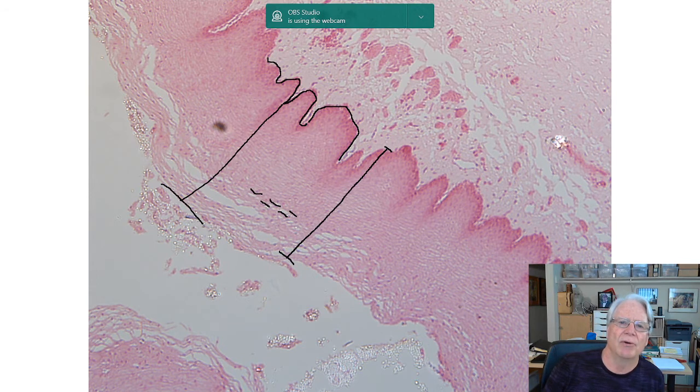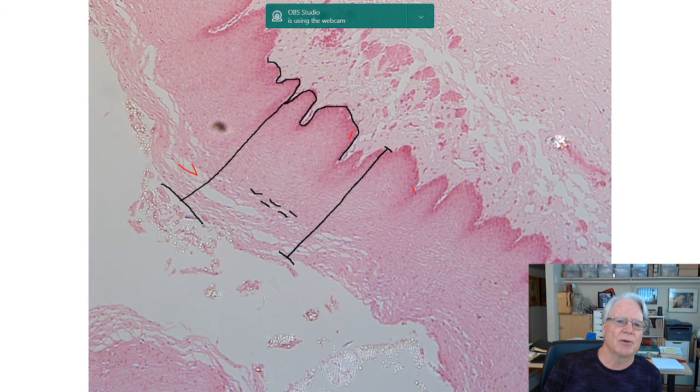All right, so I'm getting better at this drawing, but you can see here, this is the edge. And we don't get a nice clean edge here. We get this sort of in and out, finger-like valleys and hills. That's because it increases surface area of the stratified squamous epithelium to connect it to the underlying connective tissue stronger. The more surface area, the stronger the connection between the connective tissue and the epithelial tissue.